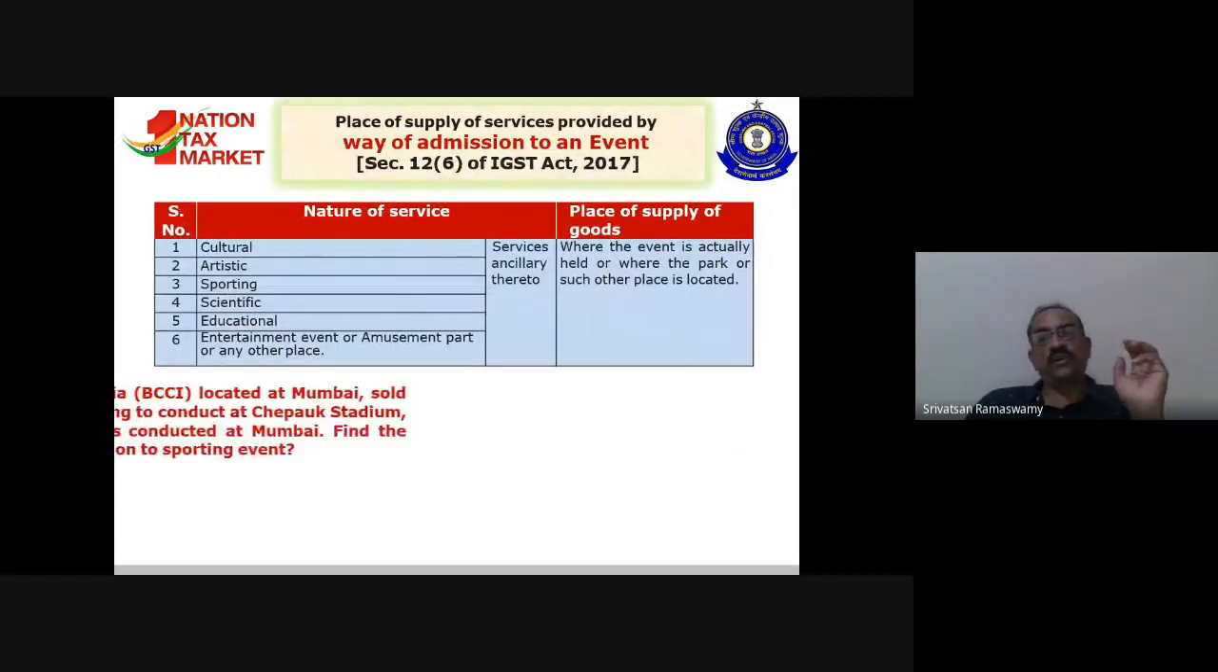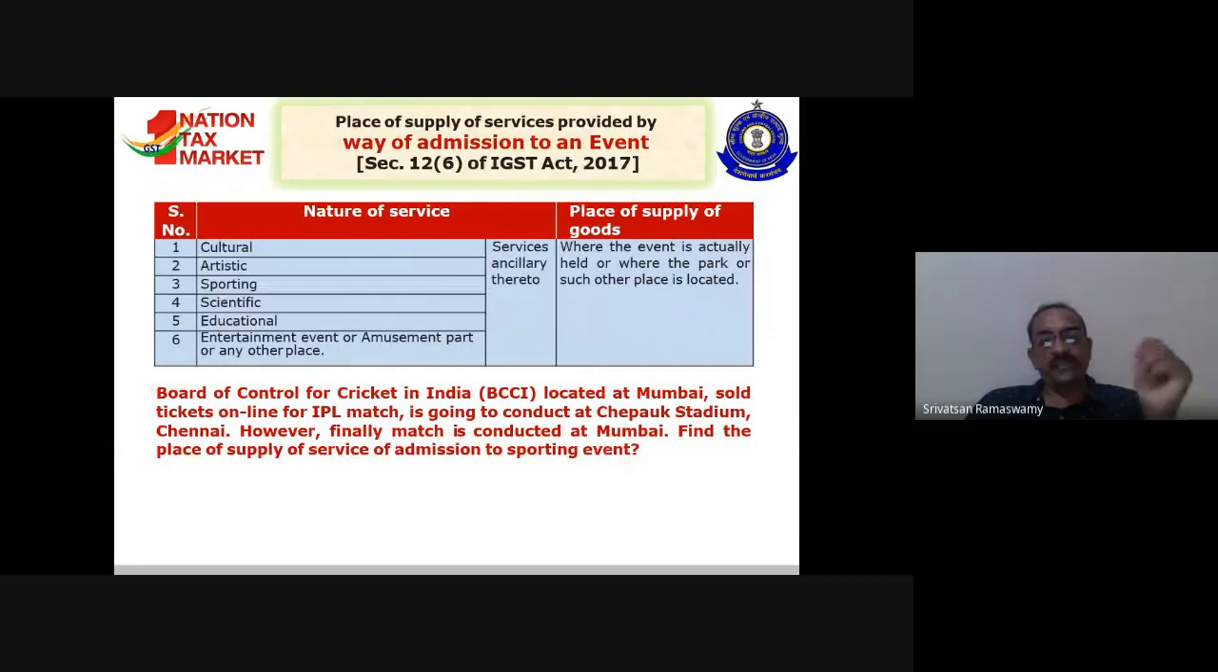It holds good for cultural events also. See, IPL started yesterday, so I thought I will take this example of IPL. The BCCI, located in Mumbai, sold tickets online for an IPL match. It's going to be conducted in Chepauk Stadium in Chennai. Okay, so finally the match is conducted in Mumbai.